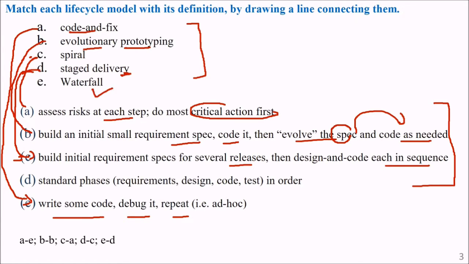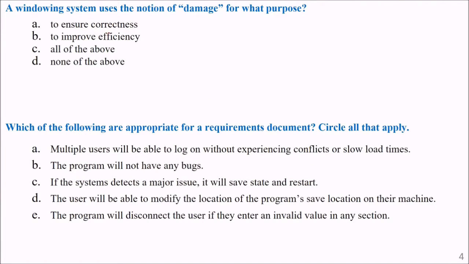Finally, we are left with waterfall. So this will be matched with none other than our waterfall. Standard phases, required design, code, test in order. In this order. A windowing system uses the notion of damage for what purpose?